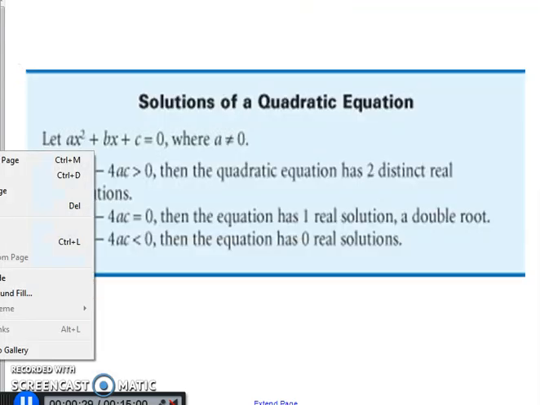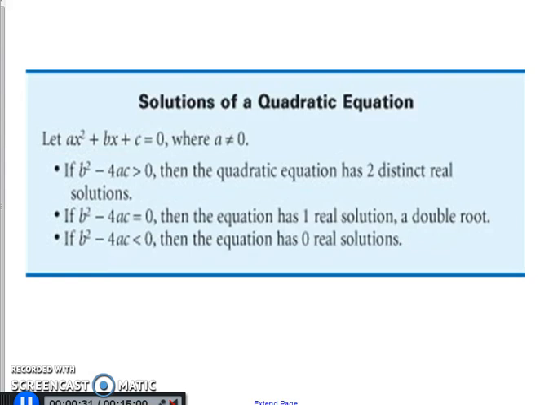So you have 3 options here. If the discriminant is greater than 0, then the quadratic equation has 2 distinct real solutions. If the discriminant is equal to 0, then the equation has 1 real solution, which is called a double root. And if the discriminant is less than 0, then the equation has 0 real solutions, and it's imaginary.